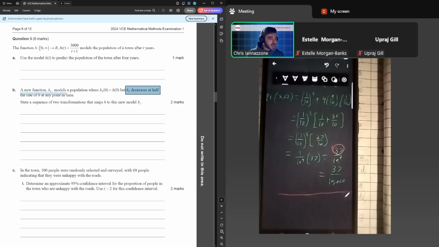h1 decreases at half the rate of h. So when we think about rates of change, right, decreasing at half the rate, rate of decrease, what kinds of concepts come to mind when it comes to rates of change? Concepts, functions, equations, anything that comes to mind there?